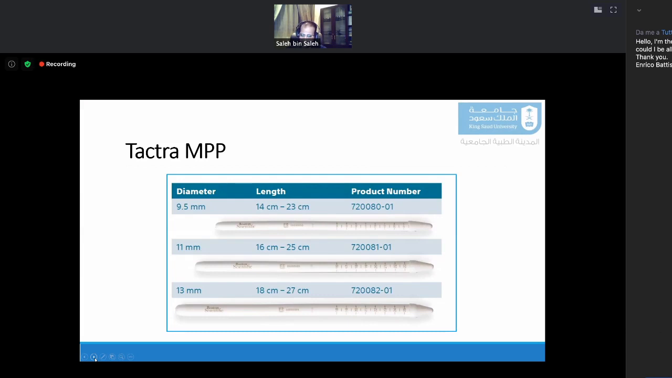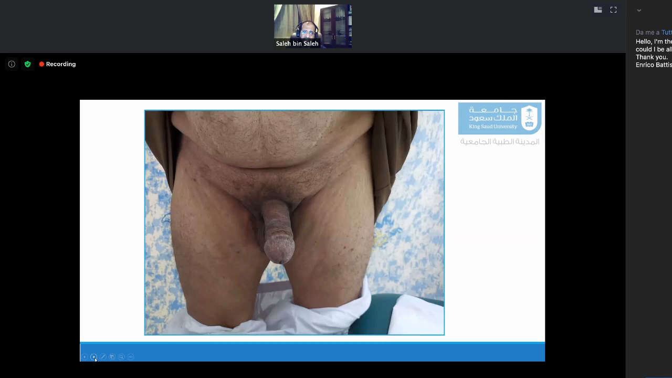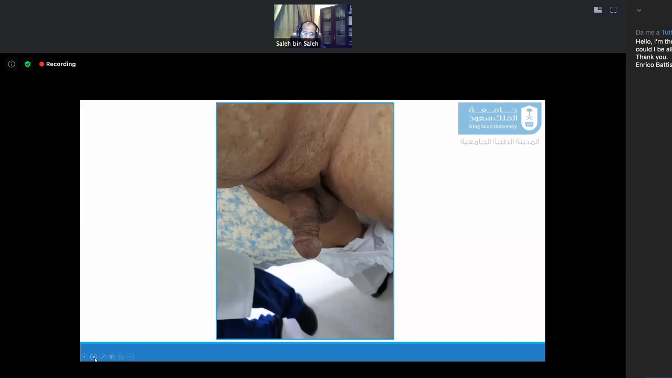Next slide, please. So this is the first Tactra that I mentioned before. It was implanted through the penoscrotal approach back in 2019. Next slide, please. And this is his three-month post-operative result. A very straight penis. Next slide, please. And this is the lateral view. You can see it's very easy to bend and very easy to keep straight for vaginal penetration. Next slide, please.